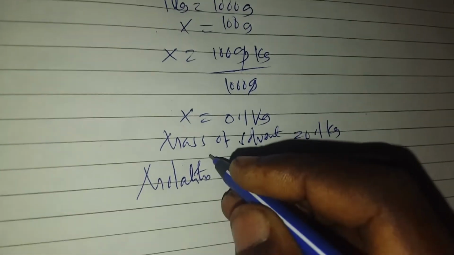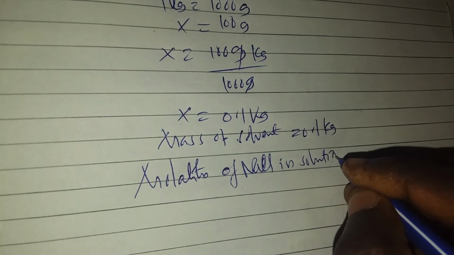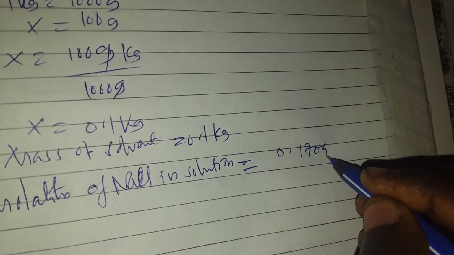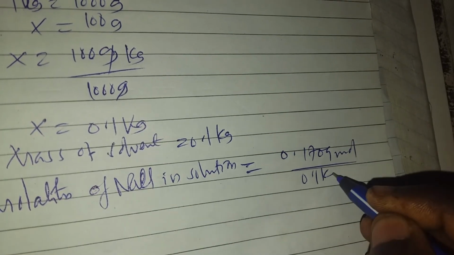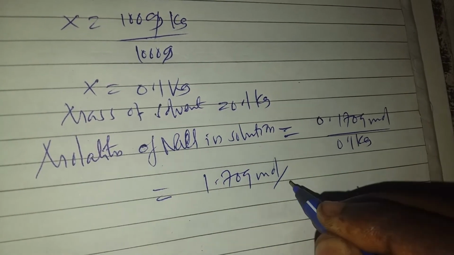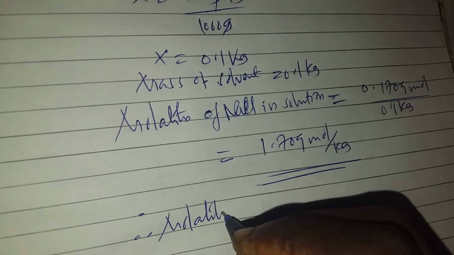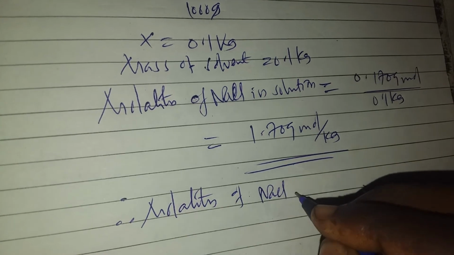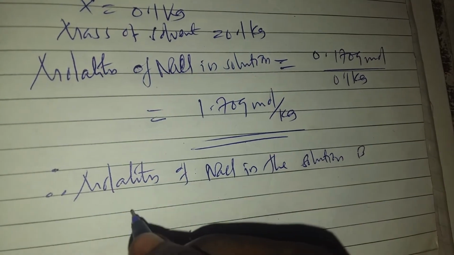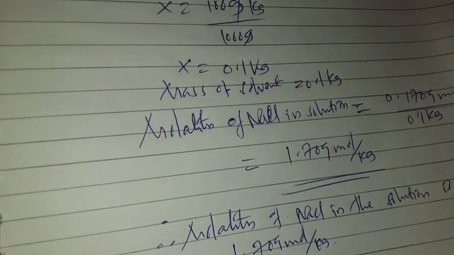Molarity of sodium chloride in solution is equal to 0.1709 mole divided by 0.1 kilogram. We get 1.709 mole per kilogram. That is the molarity. So therefore, the molarity of sodium chloride in the solution is 1.709 mole per kilogram.